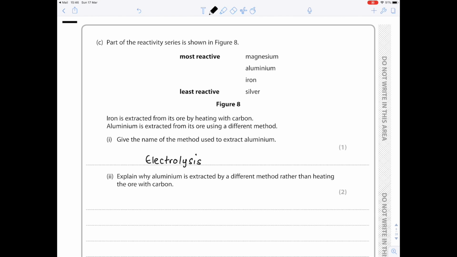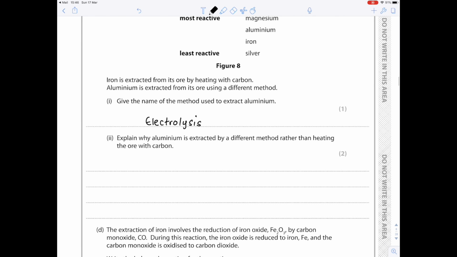Explain why aluminium is extracted by a different method rather than heating the ore with carbon. So I'm first of all going to make a statement, which is that aluminium is more reactive than carbon.